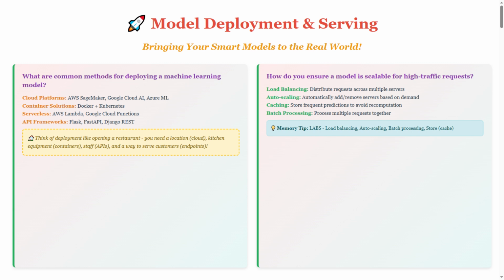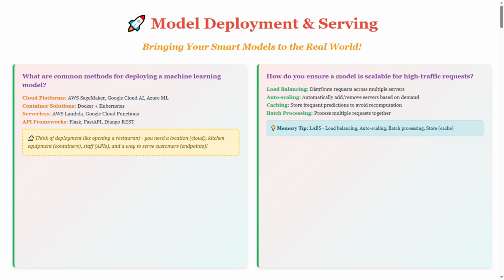There are four main approaches. Cloud platforms like AWS SageMaker, Google Cloud AI, and Azure ML. Container solutions using Docker plus Kubernetes. Serverless options like AWS Lambda and Google Cloud Functions, and API frameworks including Flask, FastAPI, and Django REST.